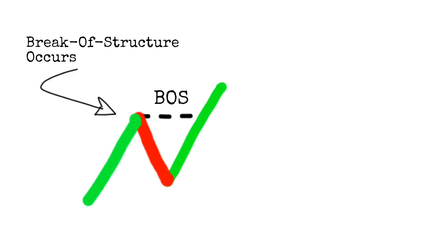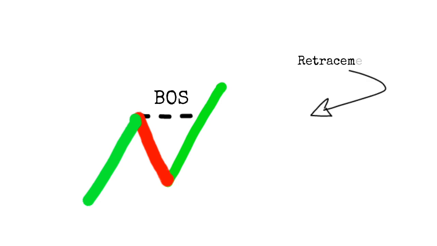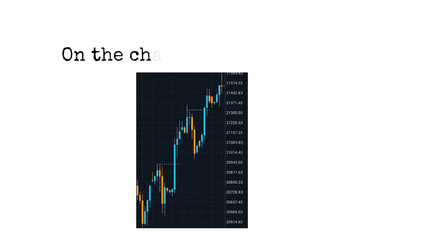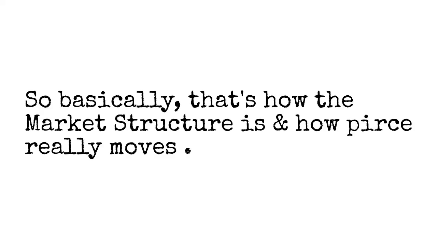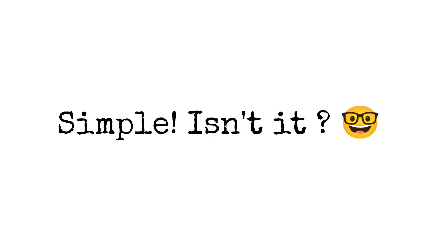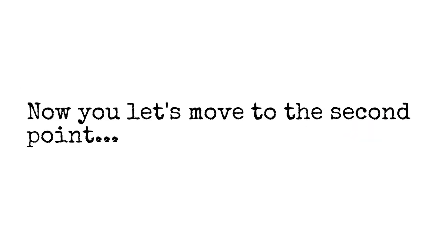It goes up, down, up, down, up. And as it does so, a breakout structure occurs, and then a retracement occurs, and then it buys. On the chart, it looks like this. Simple. So basically, that's how market structure is, and how price really moves. Simple, isn't it? Yeah, it is. Now let's move to the second point.